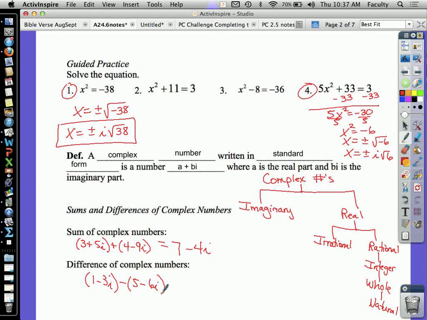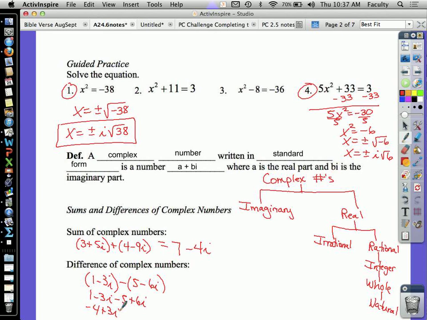When you subtract complex numbers, you have to do one extra step. You need to distribute the minus sign. So it actually is 1 minus 3i minus 5 plus 6i, and then you just add real parts and add imaginary parts. So it's almost like you're treating i as a like term.